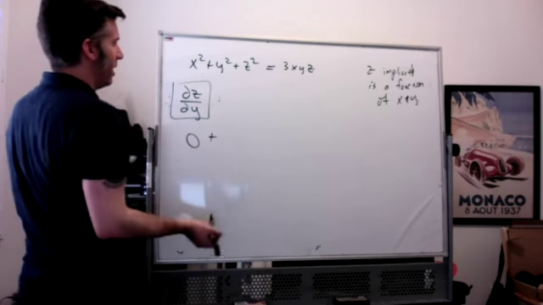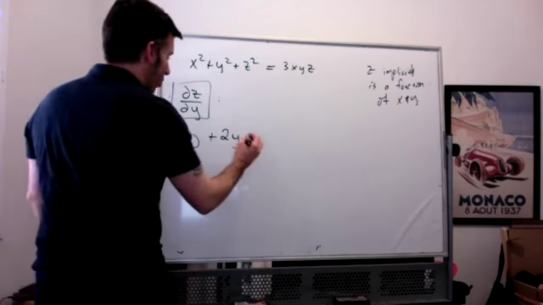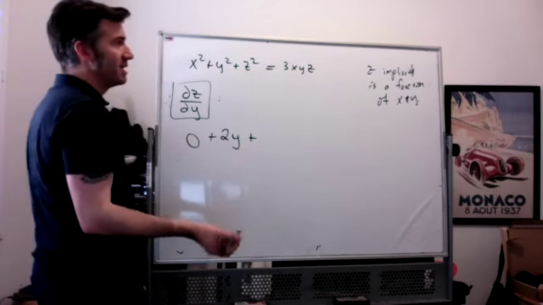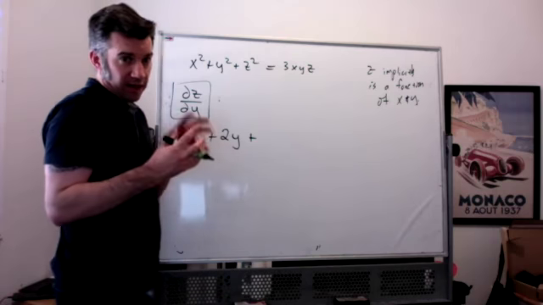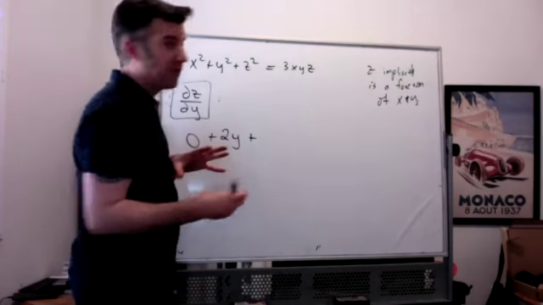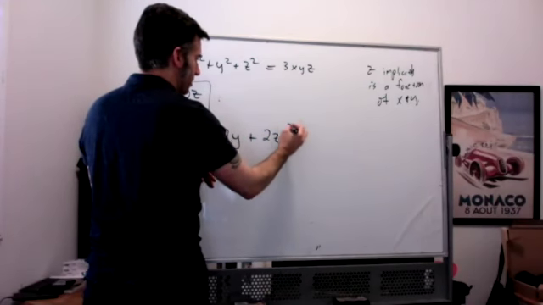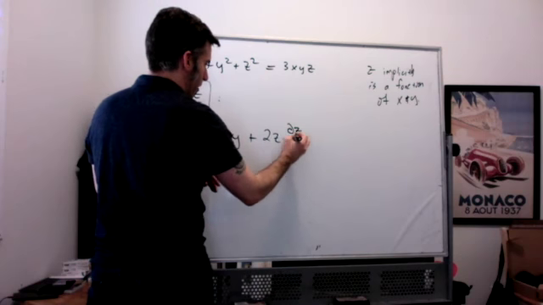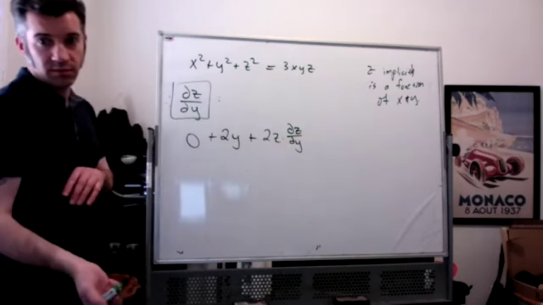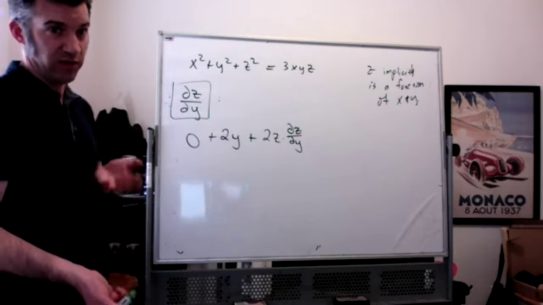What's the derivative of y squared? 2y. What's the derivative of z squared? Well, z depends on y. So z is like some stuff. The derivative of z squared is 2z times del z, del y. The derivative of some stuff squared is 2 times your stuff times the derivative of your stuff.